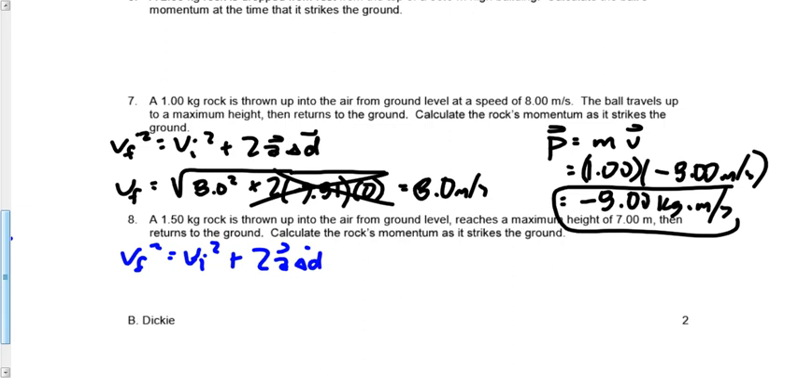For number 8, we could absolutely say VF squared is equal to VI squared plus 2AD. What would A be in question number 8? Dylan, what would A be in question number 8? The acceleration as it goes up and comes back down. Yeah, same as it was in number 7, right? Negative 9.81. What would the displacement be? 0. So this would disappear. What would VI be? What would VF be? We don't know.